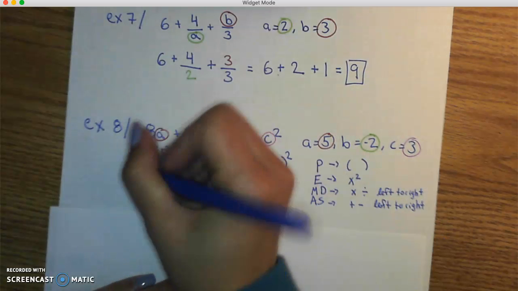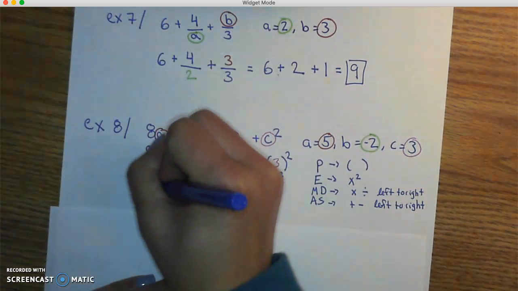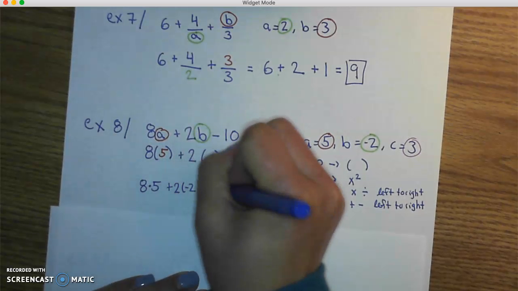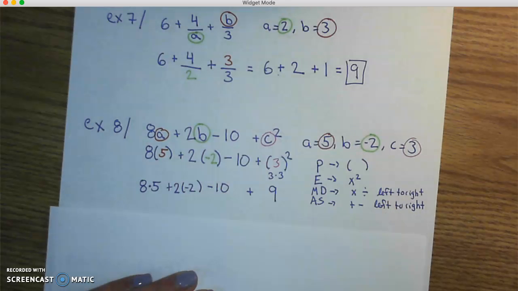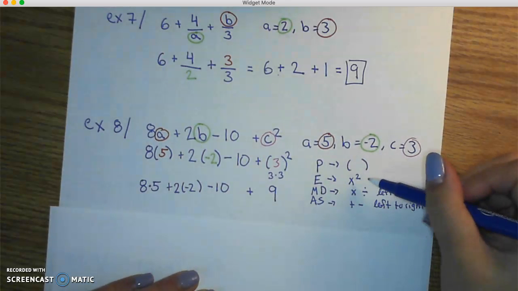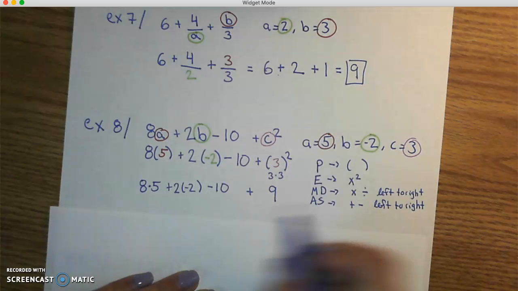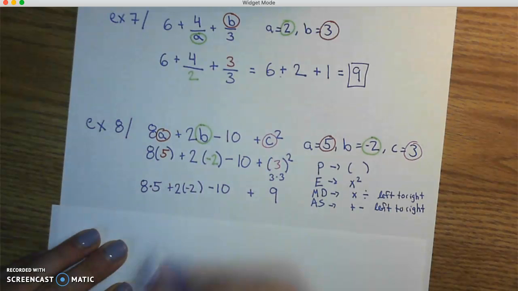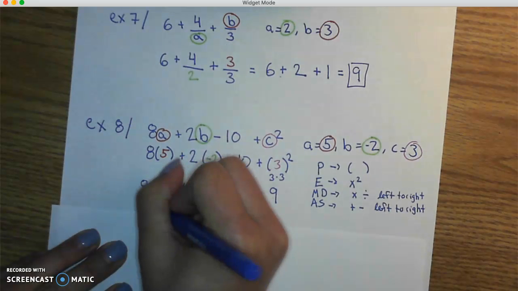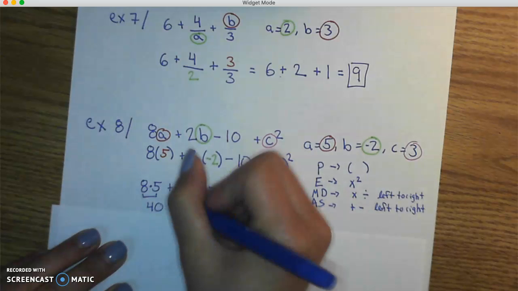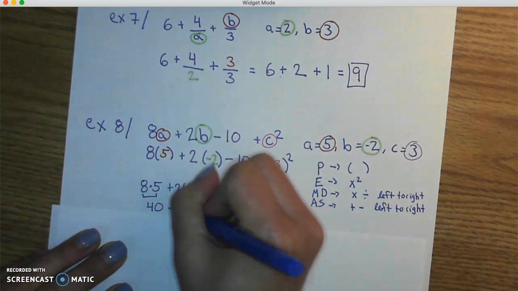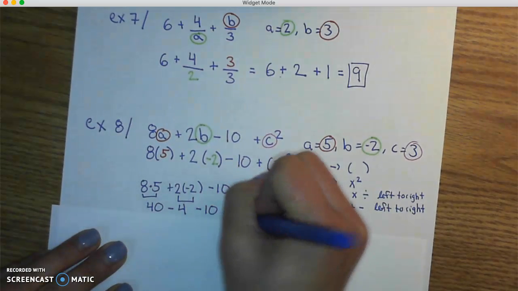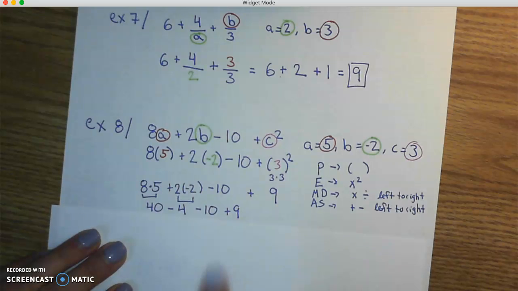Okay. 8 times 5 plus 2 times -2 minus 10 plus 9. So my exponents are done. Do I have multiply or divide? Yeah, I have 2 multiplies, so let's do them. 8 times 5, well, that's 40. 2 times -2 is a -4. Minus 10 plus 9. I just copied those down.